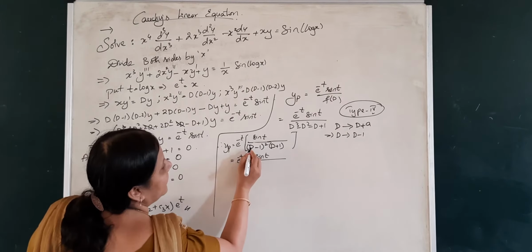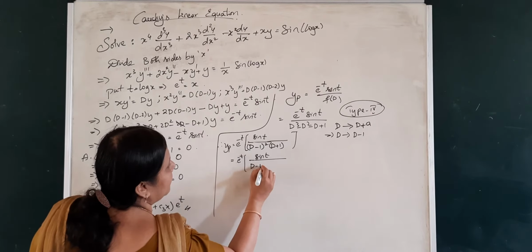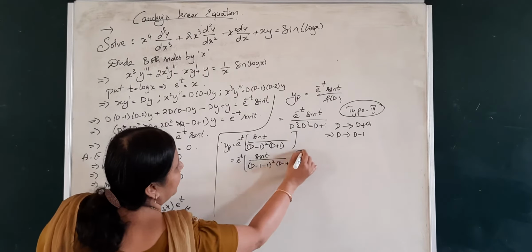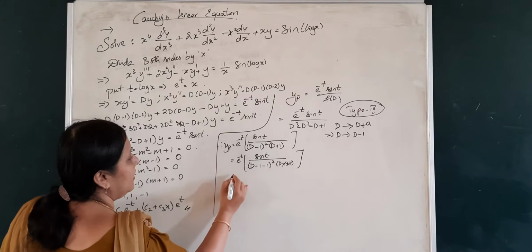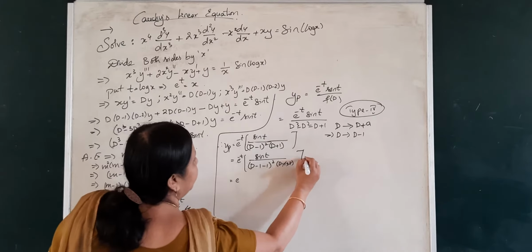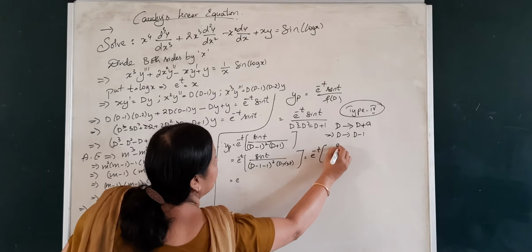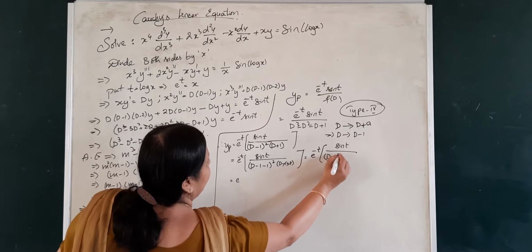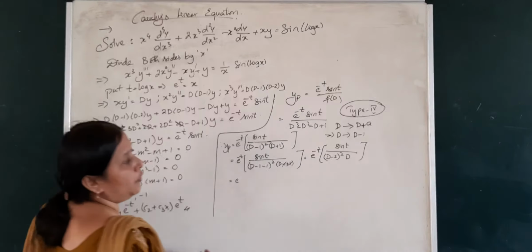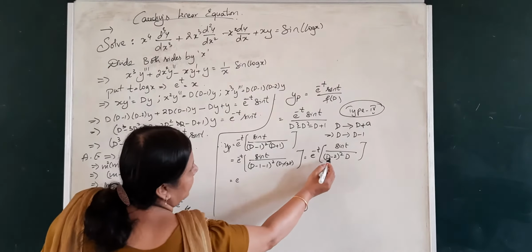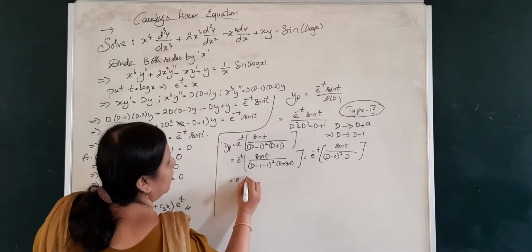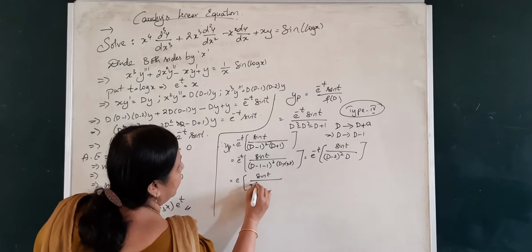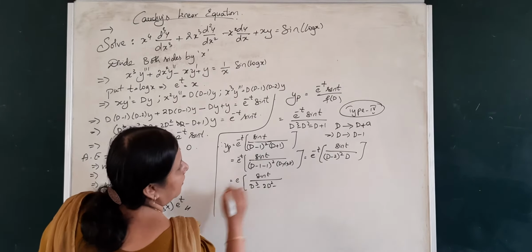So d is replaced by d minus 1. So d minus 1 minus 1 the whole square, and here again d minus 1 plus 1. Now these two get cut. This becomes e power minus t into sin t divided by d minus 2 the whole square into d. Now you can easily expand it because it's just a whole square identity. So you are going to get the whole square identity multiplied by d. That is d cube minus 2d square plus 4d.